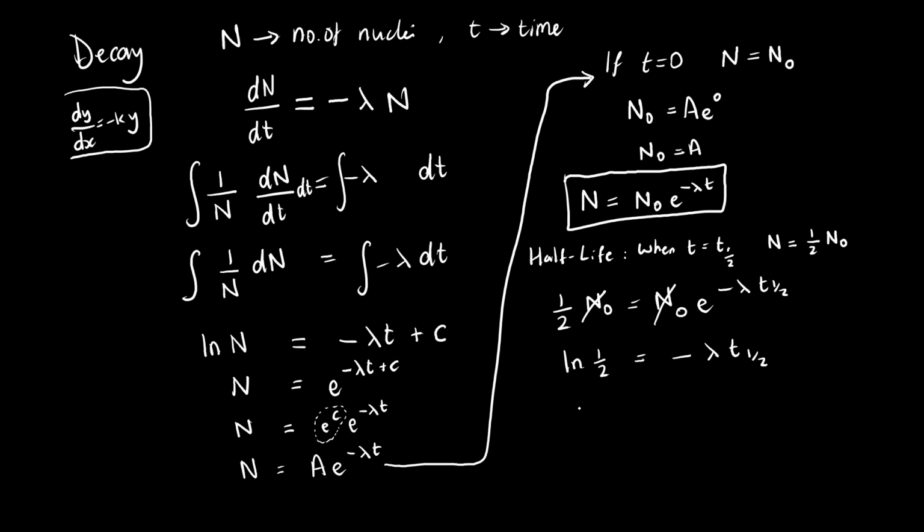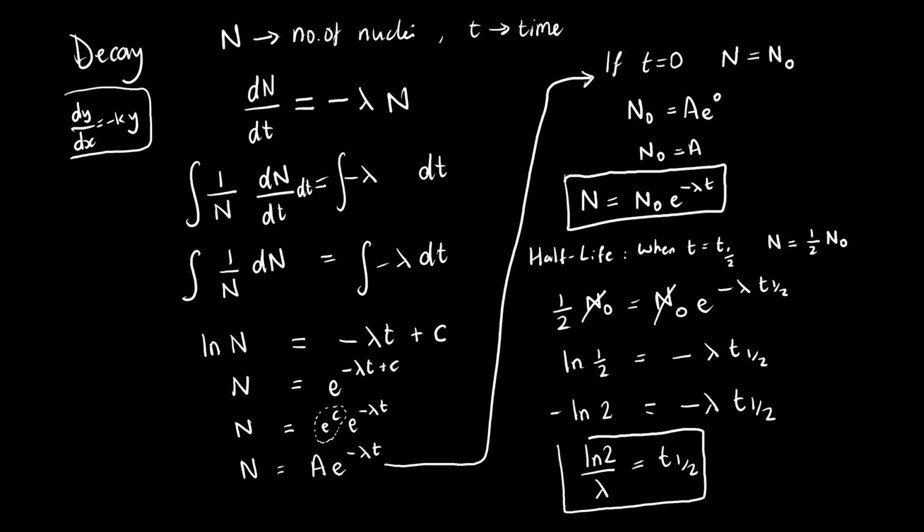Now log a half is the same as log of 2 to the minus 1. 2 to the minus 1 is a half. And our rules of logs tell us that that minus 1 comes to the front as a power. So actually this side is the same as minus log 2. So log a half and minus log 2 are equal. Cancel out the minuses and divide by lambda. Log 2 over lambda is equal to half-life. Another equation that physicists will recognise.